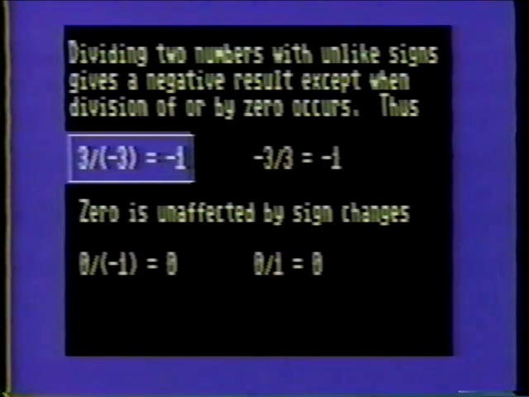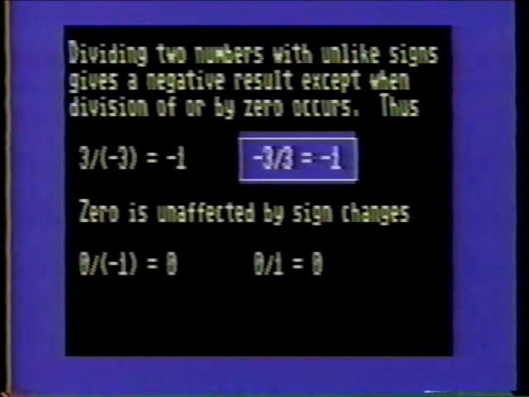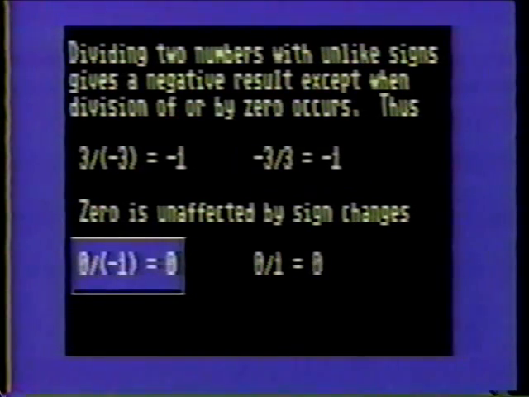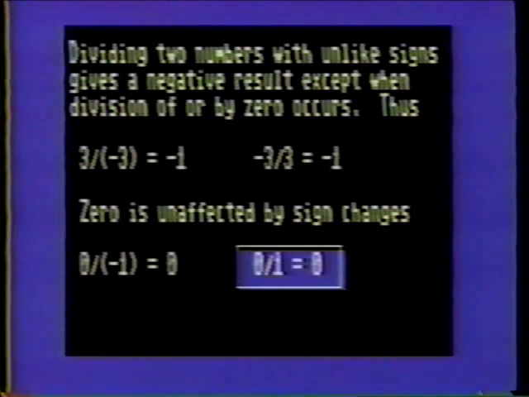Dividing two numbers with unlike signs gives a negative result except when division of or by 0 occurs. Thus, 3 divided by negative 3 is negative 1. Negative 3 divided by 3 is negative 1. 0 is unaffected by sign changes. 0 divided by negative 1 is 0. 0 divided by positive 1 is 0.